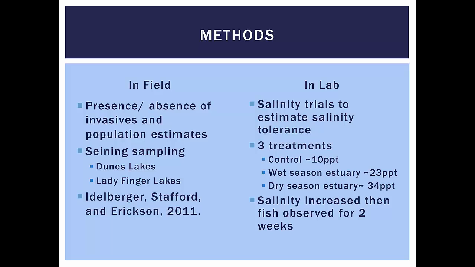So what I did for my project is I had a field portion and a lab portion. In the field portion, all we were looking for was absence of invasives. We wanted to see if there was any in the estuary that we could find. We also wanted to get species composition of the dunes lakes. Ladyfinger Lake was on the map before, but they're not actually lakes, they're just part of Tarpon Bay. So those were the two areas that we did our seining sampling.